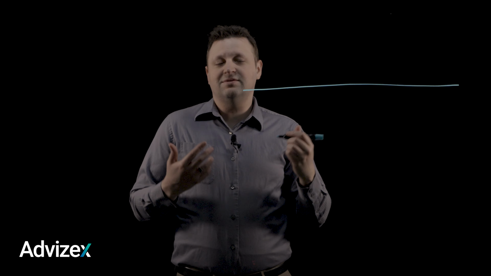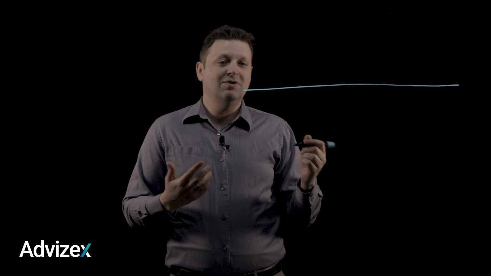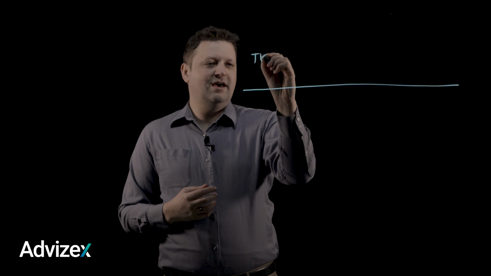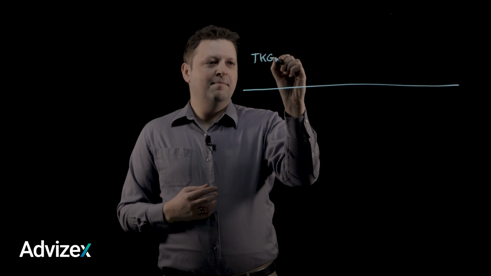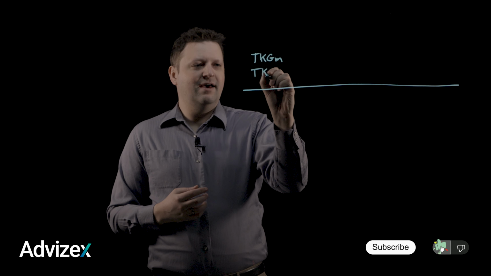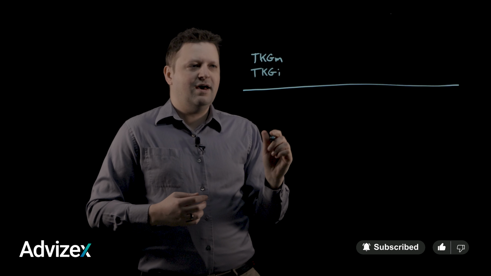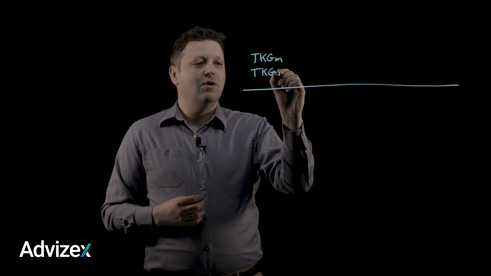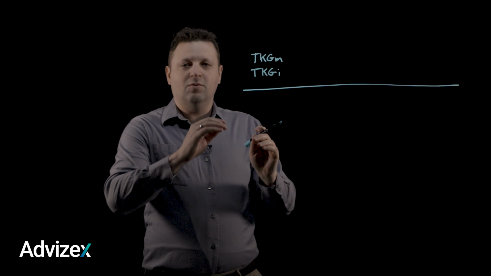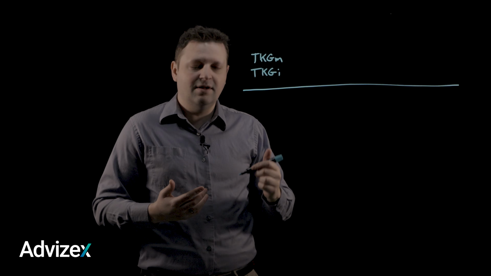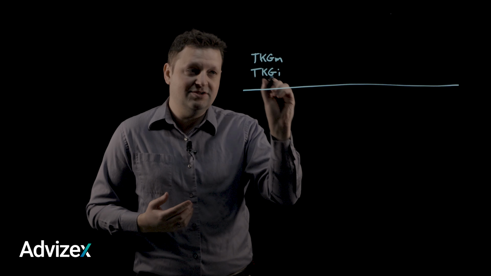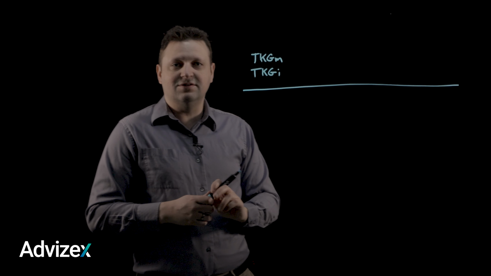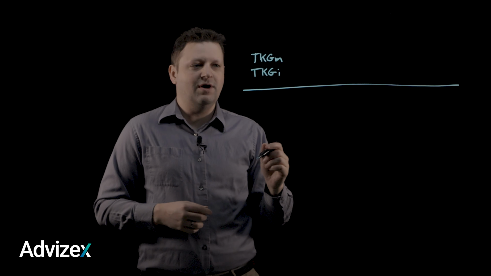So when we talk about TKG, there are actually two different editions, right? There's TKG M and TKG I. What this stands for is Multi-Cloud Edition and Integrated Edition. And if you recall, the Pivotal acquisition, PKS, was actually TKGI, and TKGM is the new product that has come about since the Heptio acquisition.